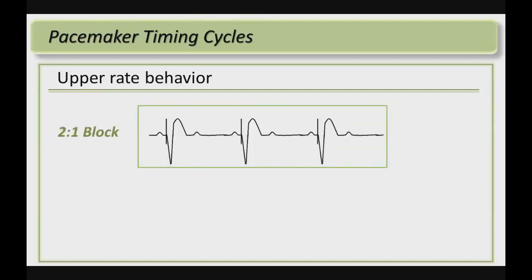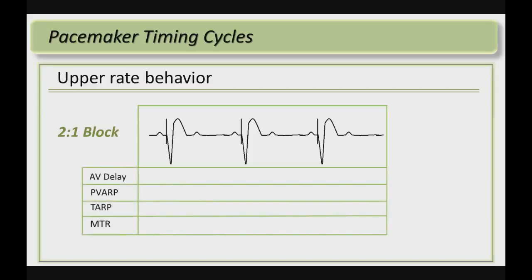Here is an example of 2-to-1 pacemaker block. If you look closely at the rhythm, you'll see that every other P wave doesn't have a QRS. So why would the pacemaker only ventricular pace after every other P wave? Well, let's take a closer look at the timers to see what's going on in this rhythm strip. The first thing that we see is an intrinsically conducted P wave. With that P wave, we start our AV delay. The AV delay times out and we pace in the ventricle. With the ventricular pace, we start our P-VARP and our maximum track rate.